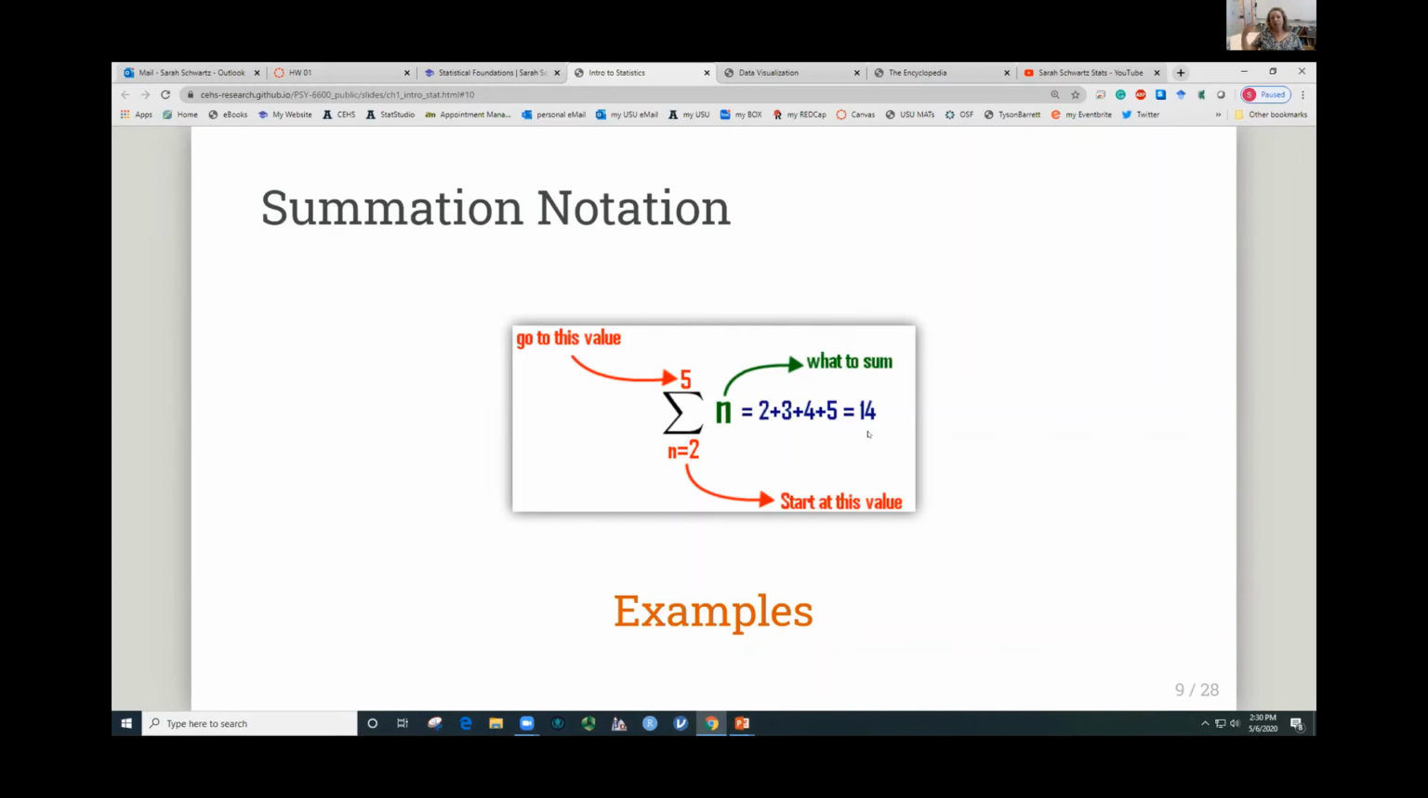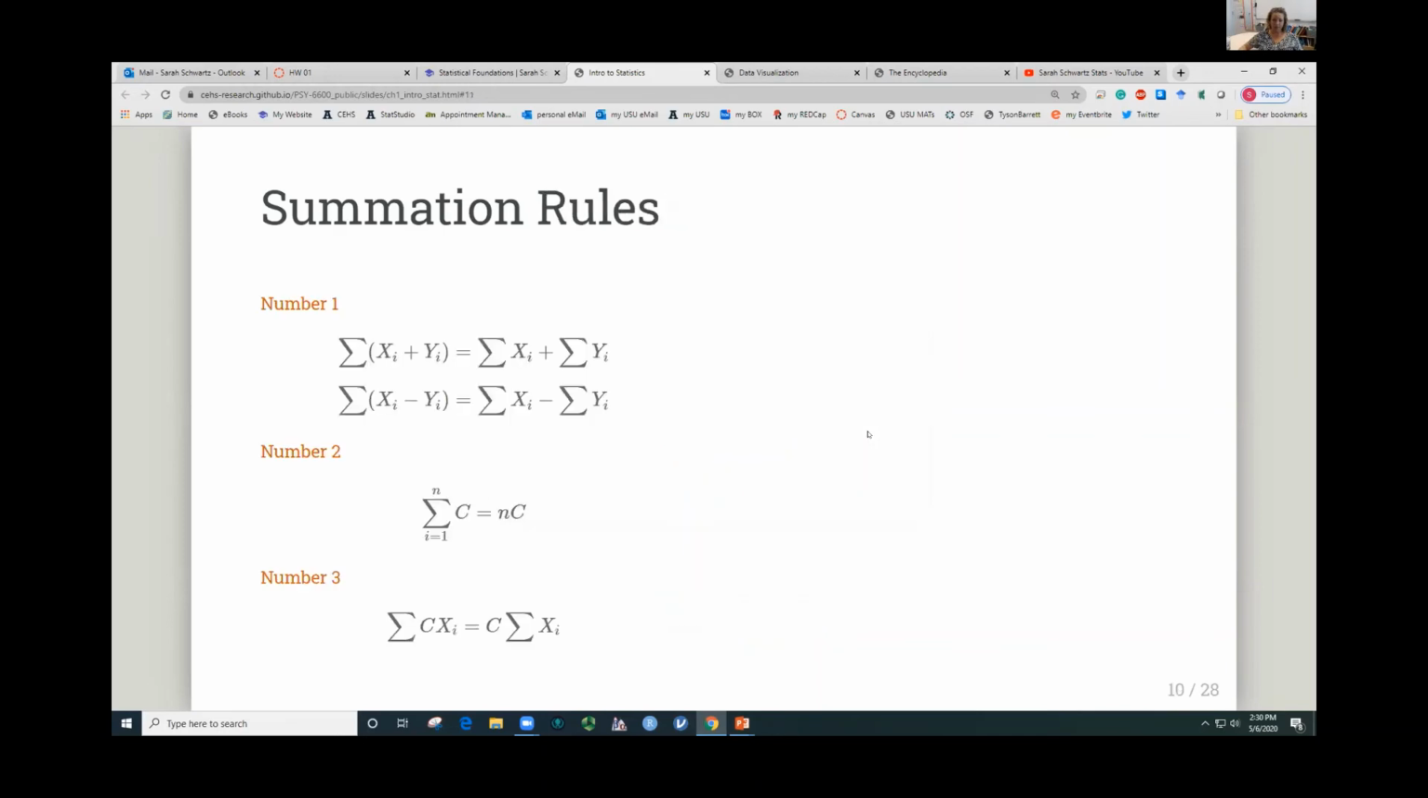The reason the book brings this up now is because a lot of the formulas that we're going to be using do a lot of repeated addition, and so it's the shortcut notation that's going to show up in a lot of our formulas throughout this whole book, the whole semester.